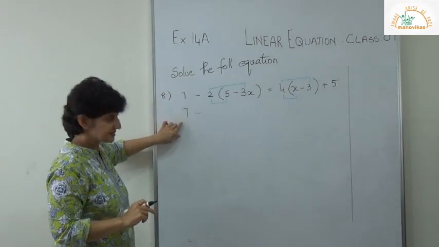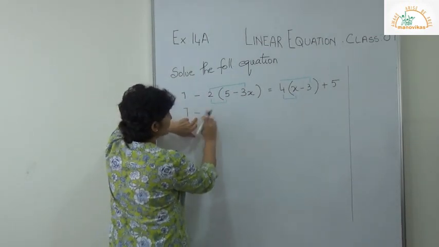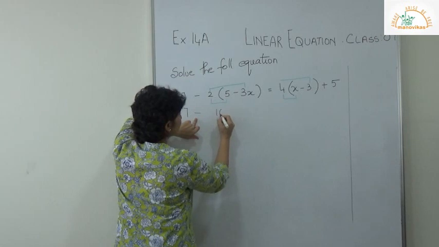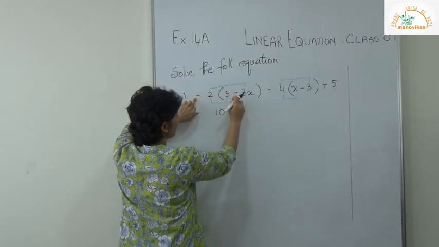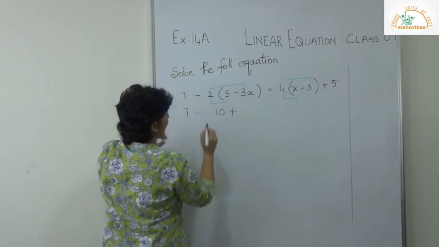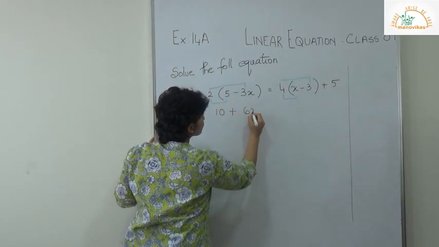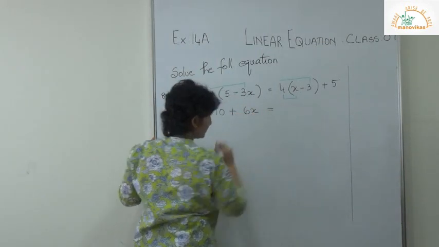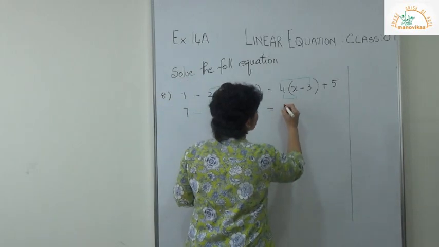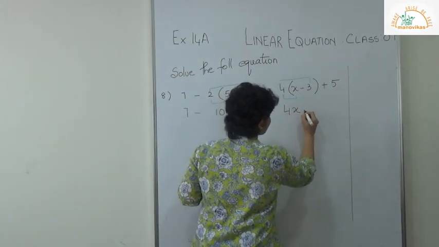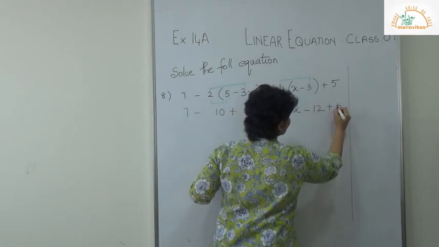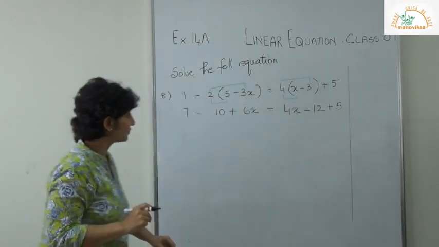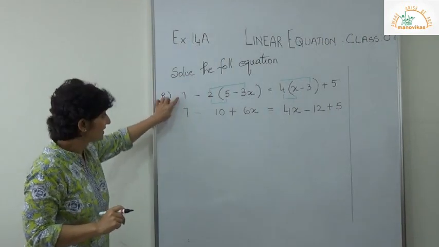So let's do it. 7 minus 2 5s are 10. This is minus 2, children, remember. So minus and minus makes it plus. 2 3s are 6x is equal to 4 into x gives me 4x minus 4 3s are 12 plus 5. Is that clear, children? Okay, I'll repeat.